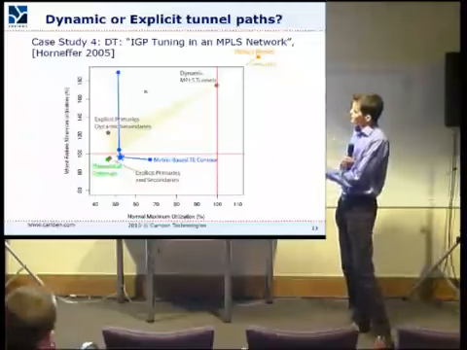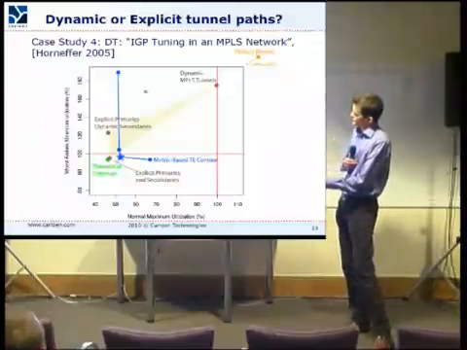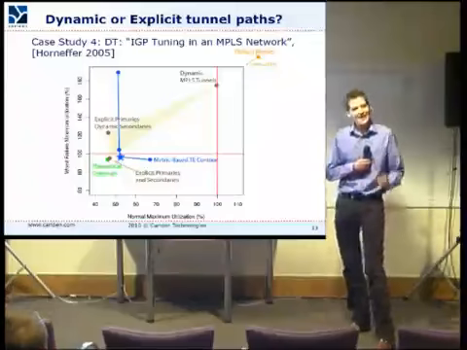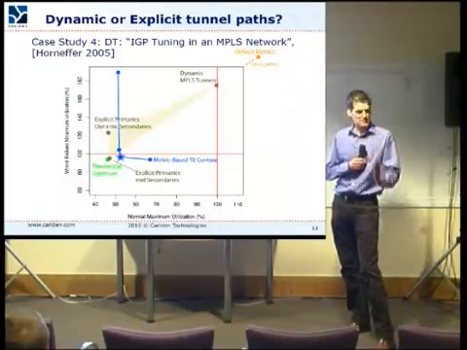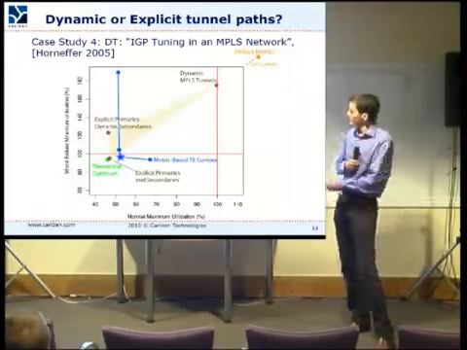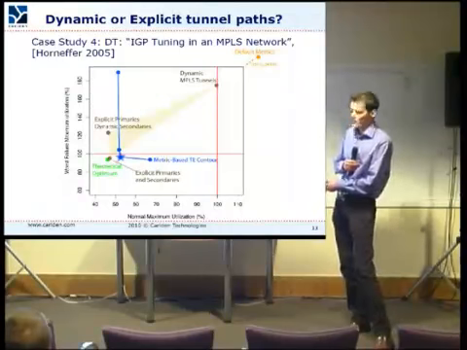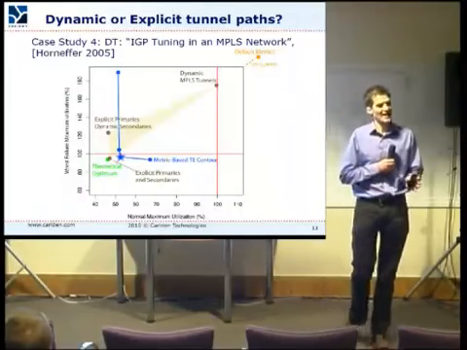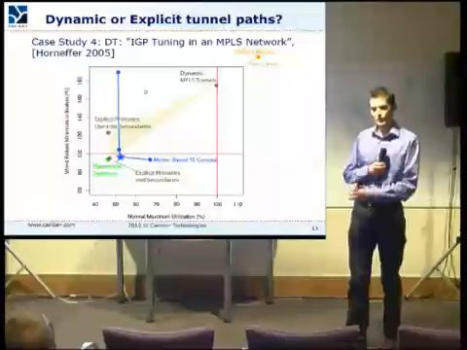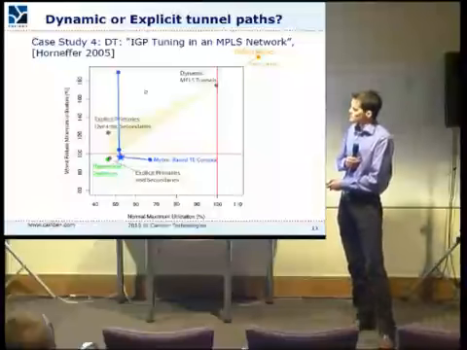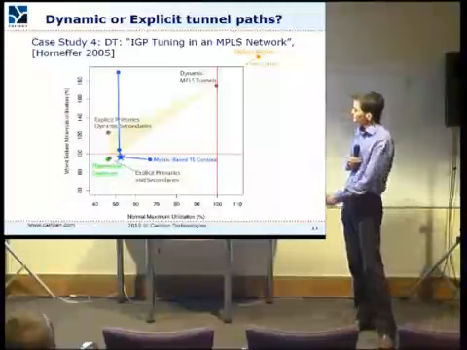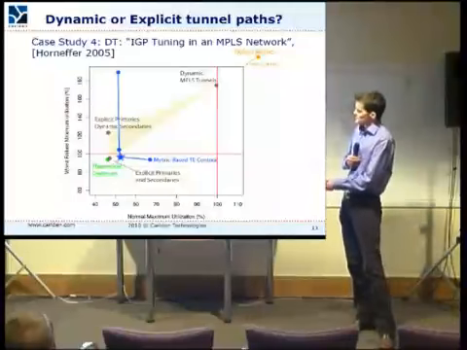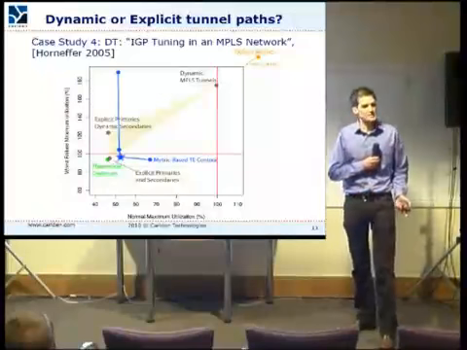So then, we look down here, we've got this brown dot here, which is explicit primaries and secondaries. That's where something offline is calculating the tunnel paths and specifying to the head ends where they should be. And you can see that green point is the theoretical best you could get with the traffic they had on the network they had. So that comes pretty close to being optimal.